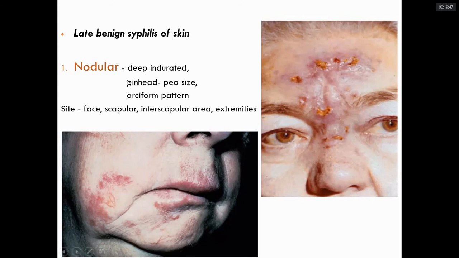The lesions can be nodular. They are deep, indurated, pinhead to pea-sized, in an arciform pattern. Arciform means an incomplete circle pattern. As you can see, this is the arciform pattern. The most common sites are the face, scapular and interscapular region, and extremities.